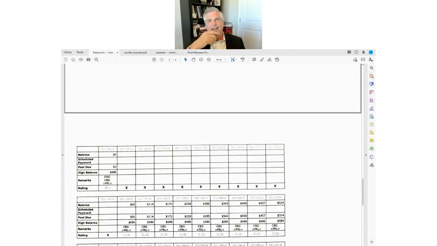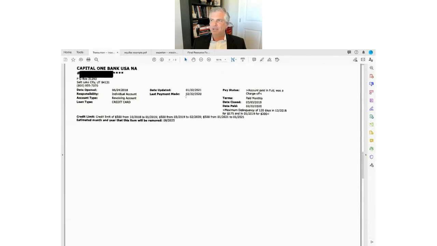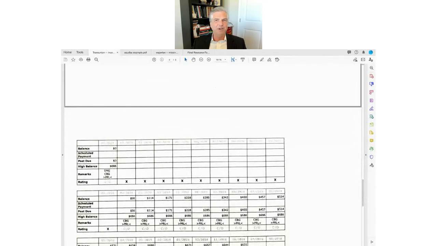Go, hey, TransUnion, I'm really confused on this. What is this, Capital One? You say the last payment's February 2020. Why are you showing January 21 a charge-off? And why is all this data missing? First of all, why are there even months listed here after I paid it off in February 20? And why does it show a balance in February 20 if I paid it off in February 20?